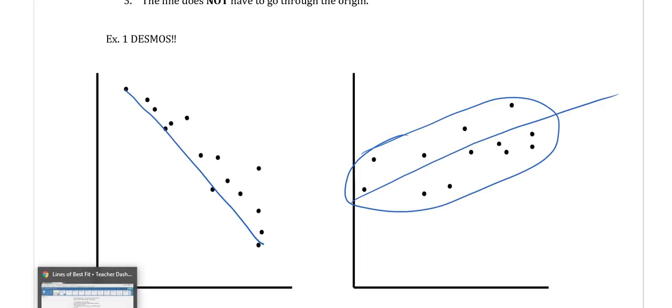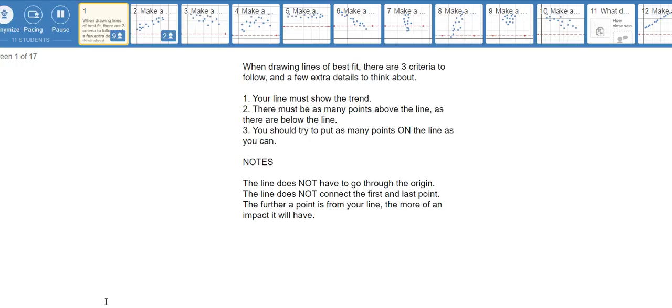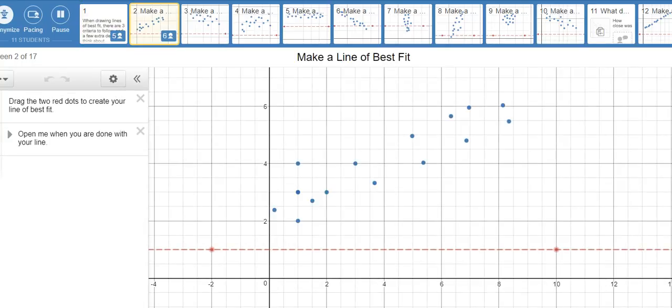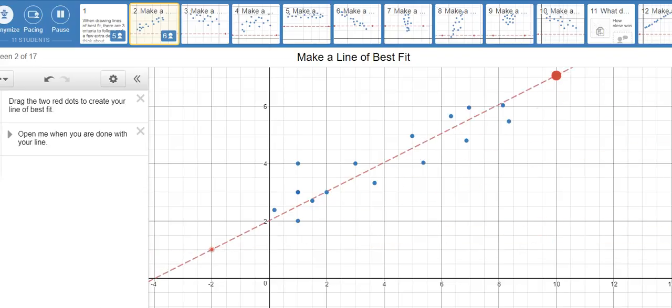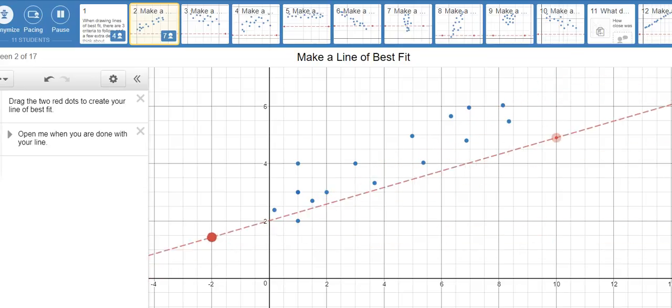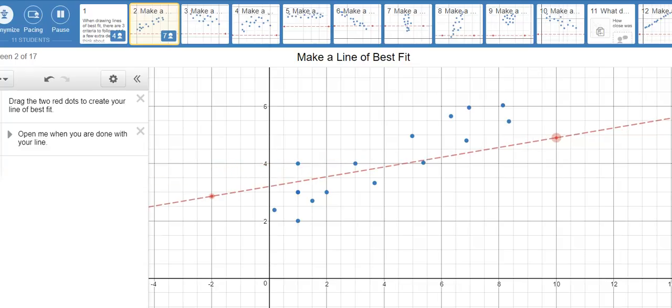What is the line supposed to do? It has to show the trend, like the circle. You try to get a bunch of points above the line and below the line. And if you can get a bunch of points on the line, that's good too. But it's really just an average. It's not going to be perfect. So what you are going to do, look carefully if you want to see what you have to do, is you're going to take these red dots and you're going to drag the line until you're happy with what it looks like.